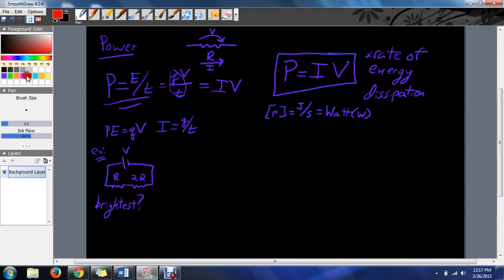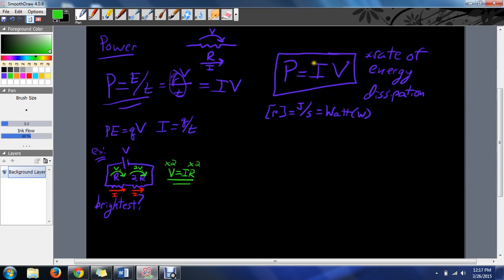Well, you want to figure out the current through both of them. Remember, the current for series is the same current. And the voltage drop is V equals IR. So clearly, if this is voltage V1, this will be twice the voltage because it has twice the resistance given the same current. So this should make a lot of sense that if you have twice the resistance, it'll have twice the voltage drop.